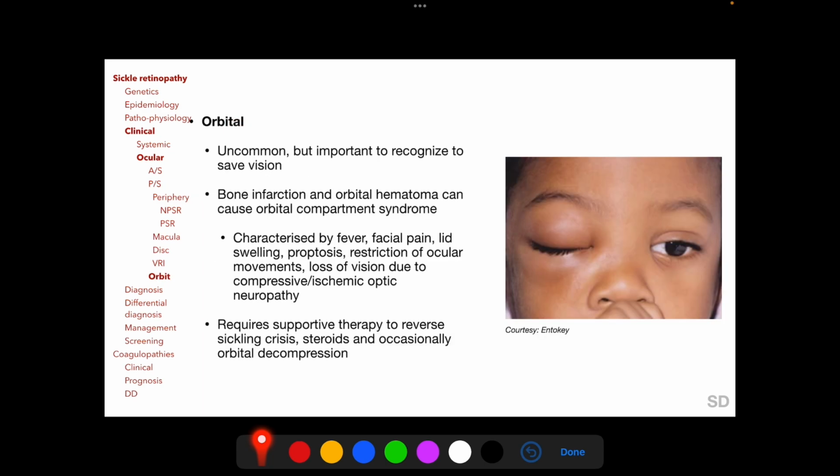Orbital involvement in patients with sickle cell disease is uncommon but is important to recognize to save vision. Bone infarction and orbital hematoma can cause orbital compartment syndrome, characterized by fever, facial pain, lid swelling, proptosis, restriction of ocular movements, and loss of vision due to compressive or ischemic optic neuropathy. In this situation, supportive therapy is required to reverse the sickling crisis, and steroids and occasionally orbital decompression are required.